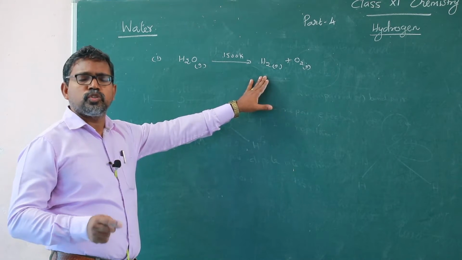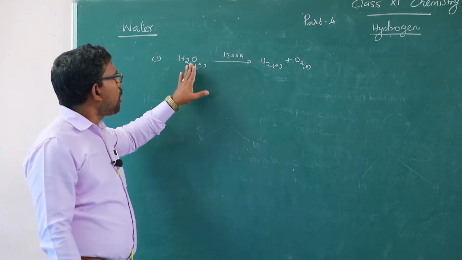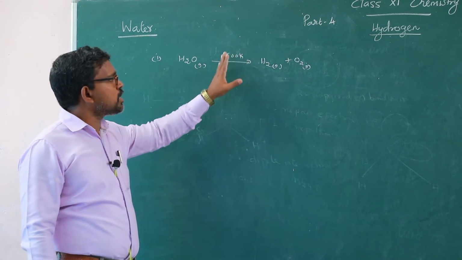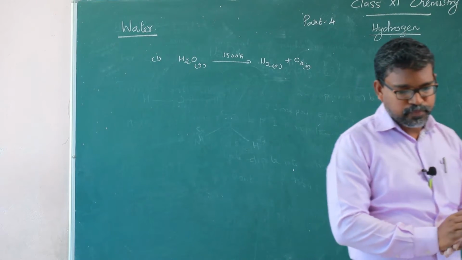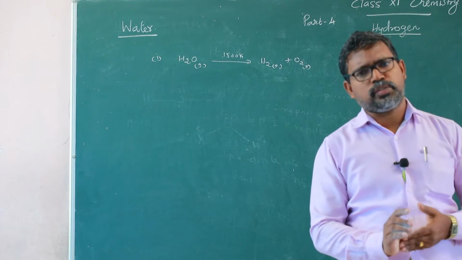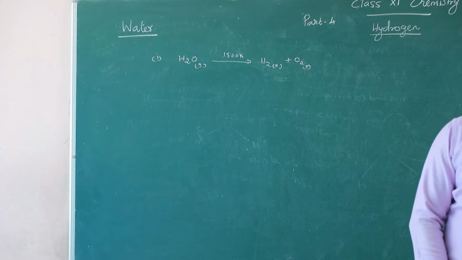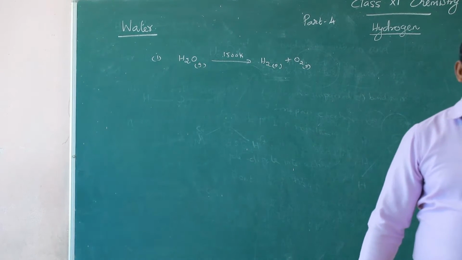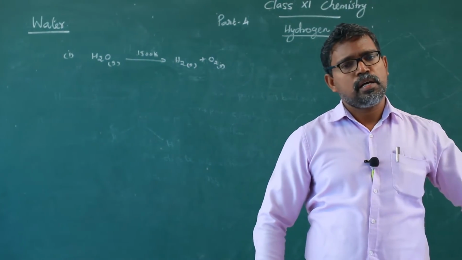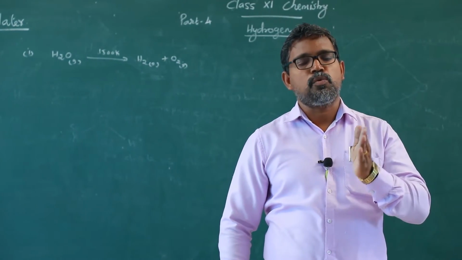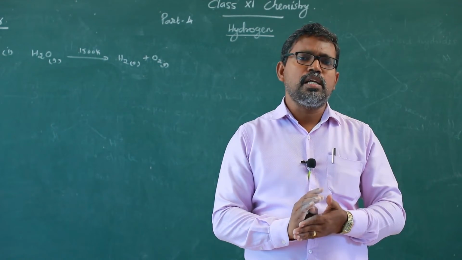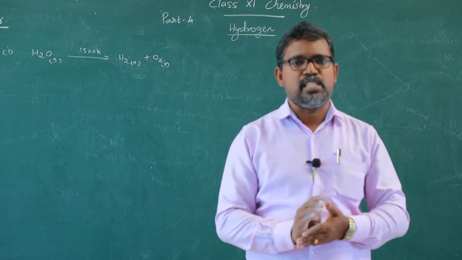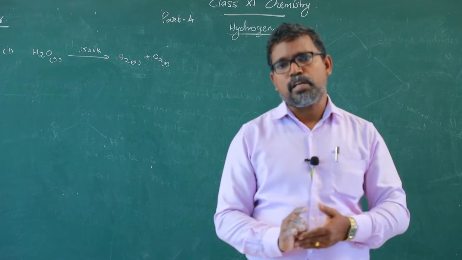Here also, only 2% of water molecules dissociate at this temperature, so it is highly stable. Acid-base character: it behaves as an acid at one time and as a base at another time. Therefore, the water molecule exists with amphoteric nature.